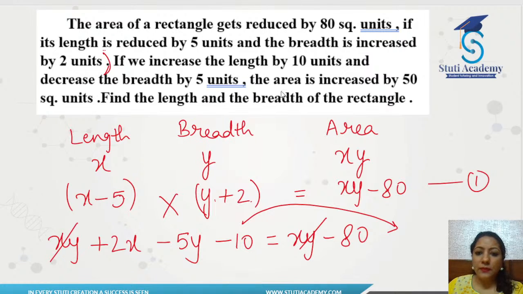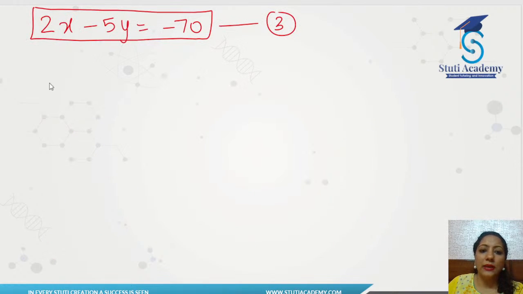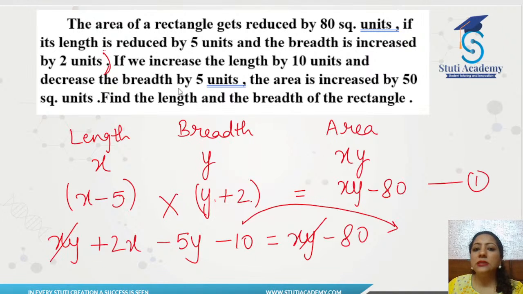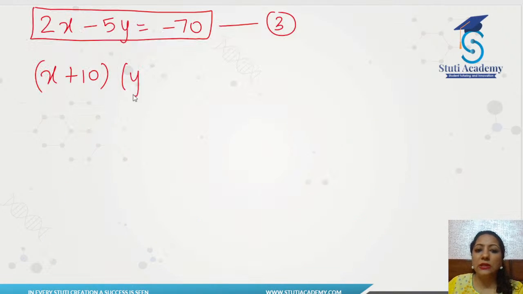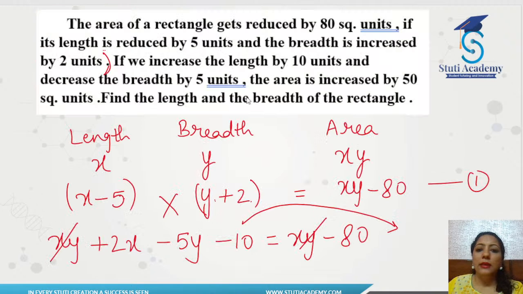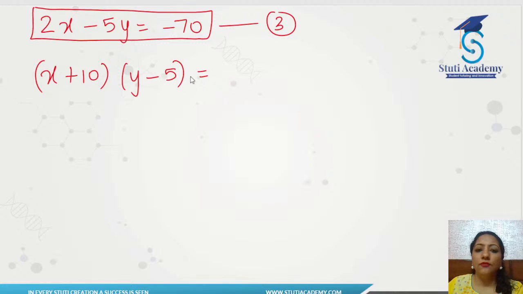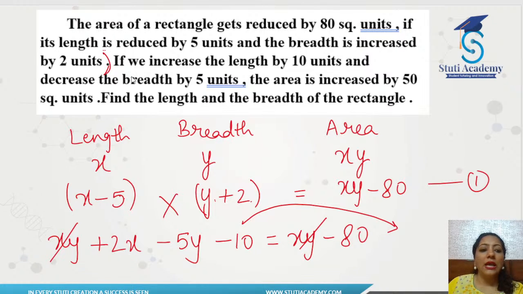Now let us proceed. Coming to the next case, if we increase the length by 10 units and decrease the breadth by 5 units, then the area is increased by 50 square units. I am repeating this. If we increase the length by 10 units, that means we'll get x plus 10. And decrease the breadth by 5 units, that is y minus 5, the area is increased by 50 square units.